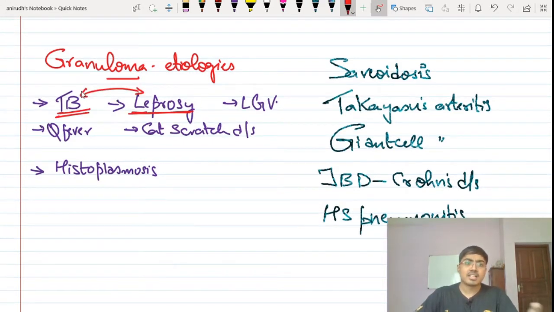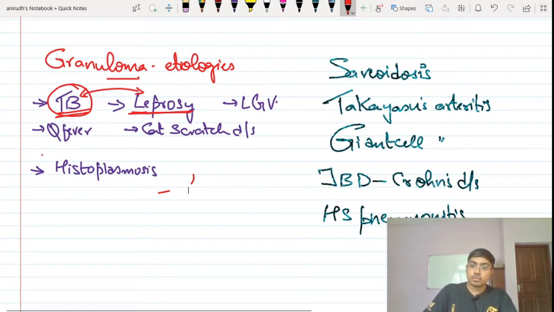In conditions like TB, syphilis, histoplasmosis, coccidioidomycosis, we will be seeing this caseous granuloma, but in leprosy and other conditions we may not see this kind of caseous necrosis at its center. So this is how we can differentiate a TB granuloma from a leprosy granuloma. This caseous necrosis is a typical feature of TB granuloma.